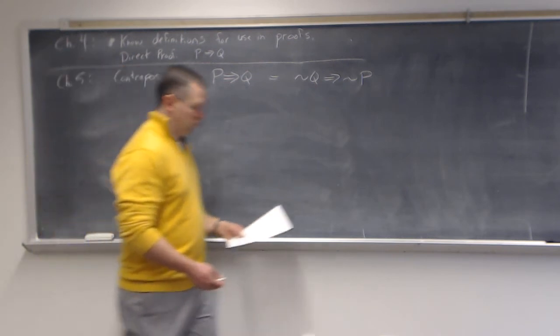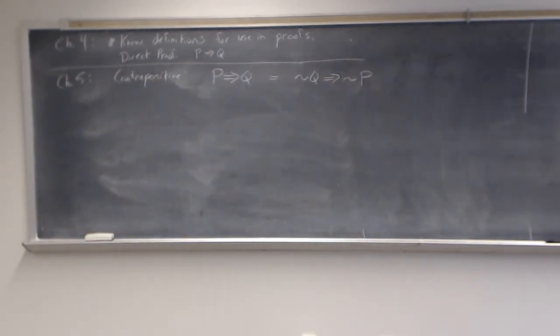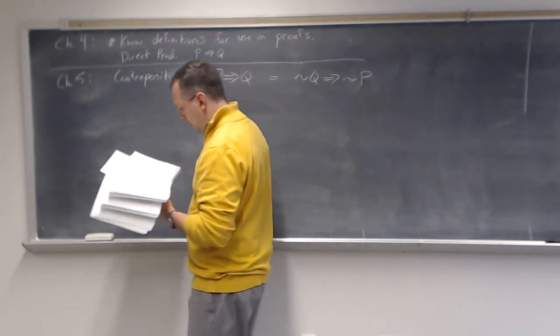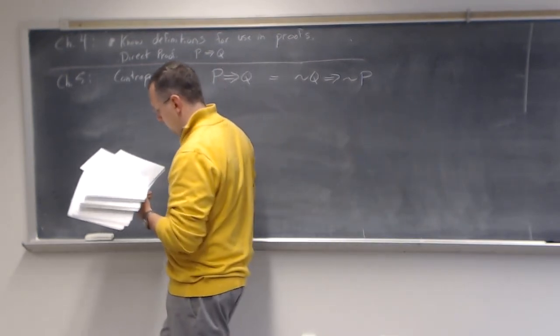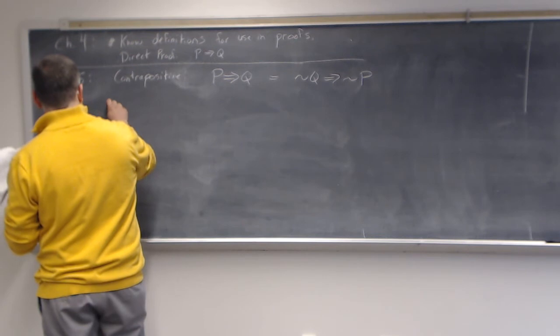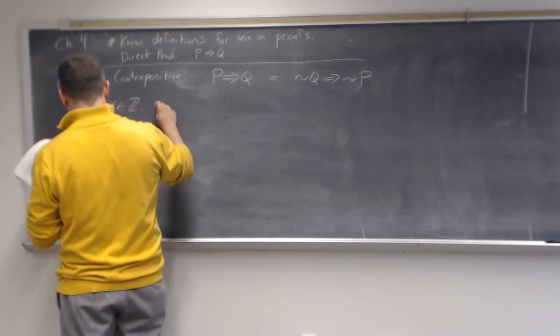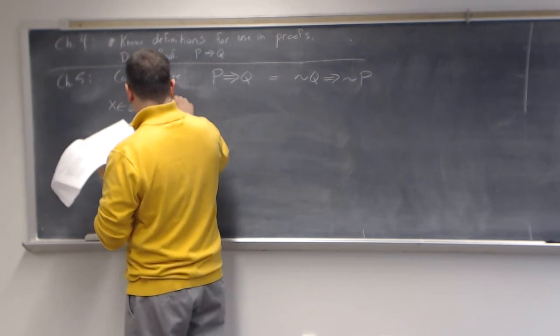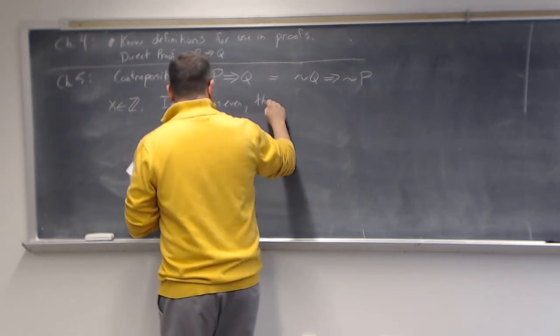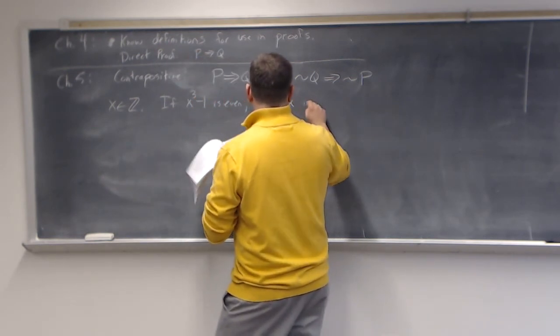Let me give you an example of this. Example. So, x is an integer. If x cubed minus 1 is even, then x is odd.